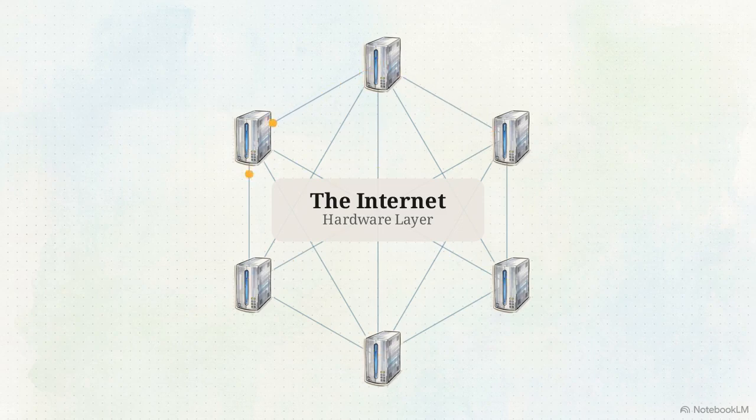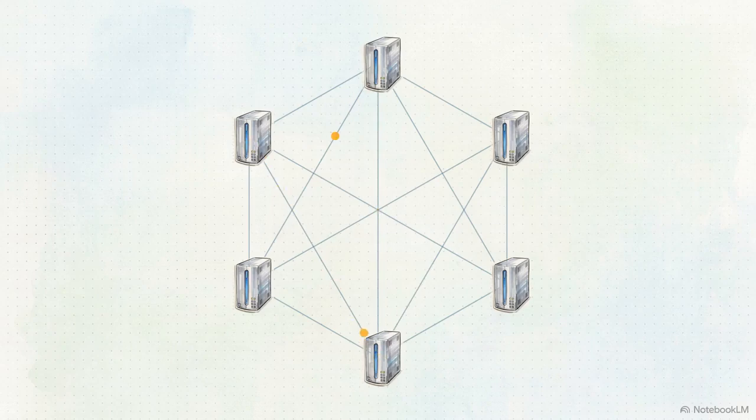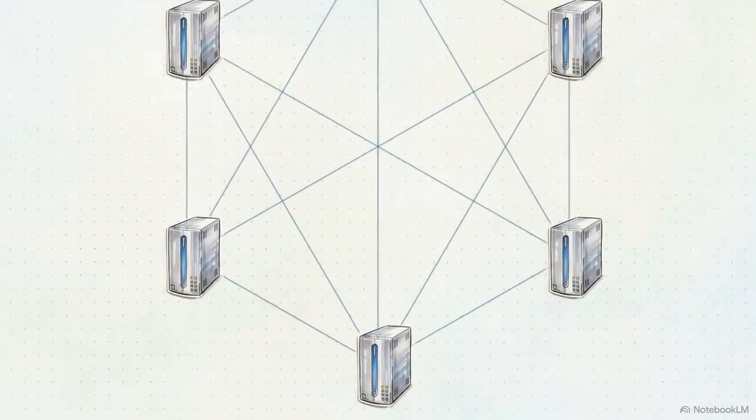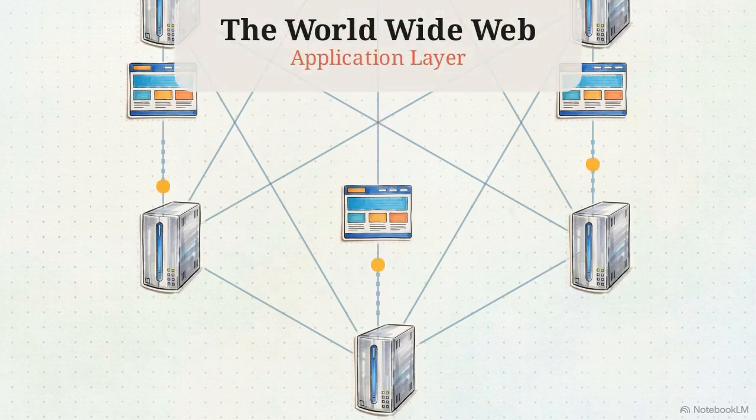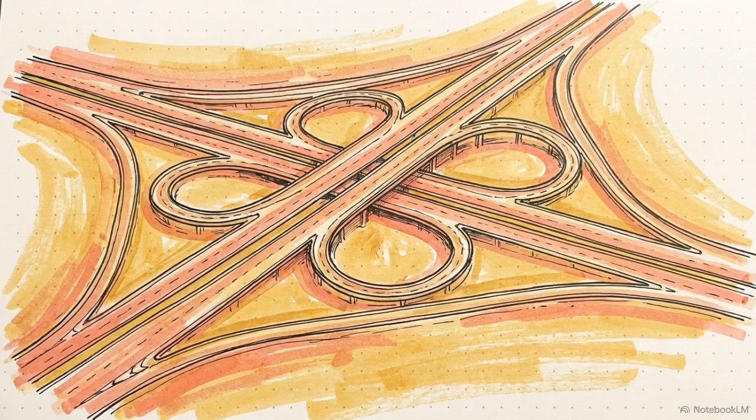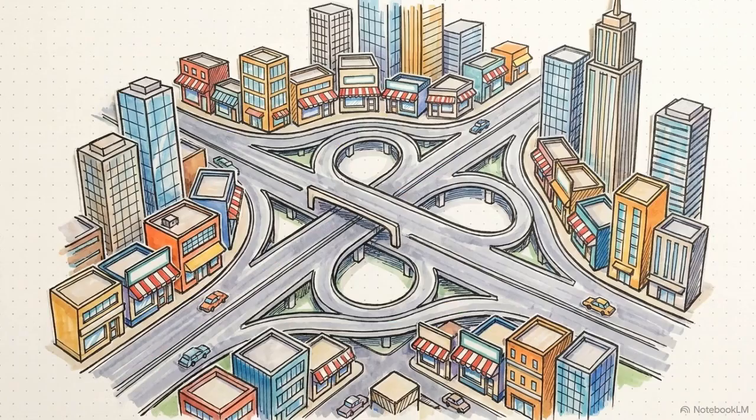It's a hardware layer, a global network of cables, fiber optics, routing tables, and servers keeping systems online. The World Wide Web is the application layer, the collection of web pages and websites accessed using that physical infrastructure. Think of the Internet as a global system of concrete highways. The World Wide Web is the collection of shops and libraries built alongside those roads.